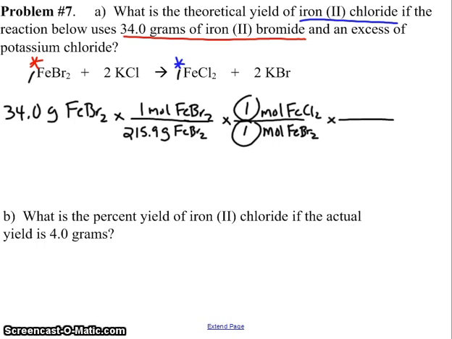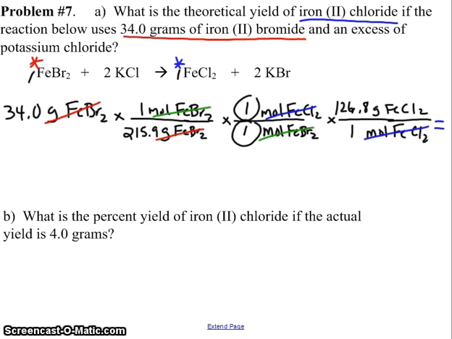And then our final step is going to be to get rid of the moles of FeCl2 and convert that to grams of FeCl2. 1 mole of FeCl2 adds up to 126.8 from the periodic table. Watching the units cancel, grams of FeBr2 cancel. Moles of FeBr2 cancel. And moles of FeCl2 cancel.